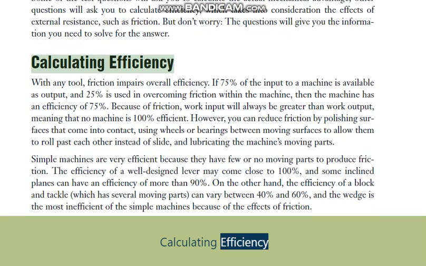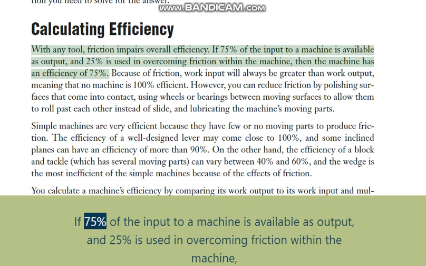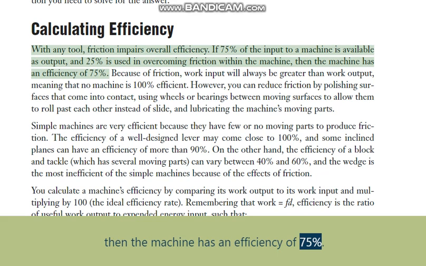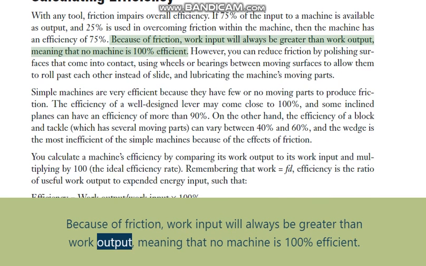Calculating efficiency. With any tool, friction impairs overall efficiency. If 75% of the input to a machine is available as output, and 25% is used in overcoming friction within the machine, then the machine has an efficiency of 75%. Because of friction, work input will always be greater than work output, meaning that no machine is 100% efficient.